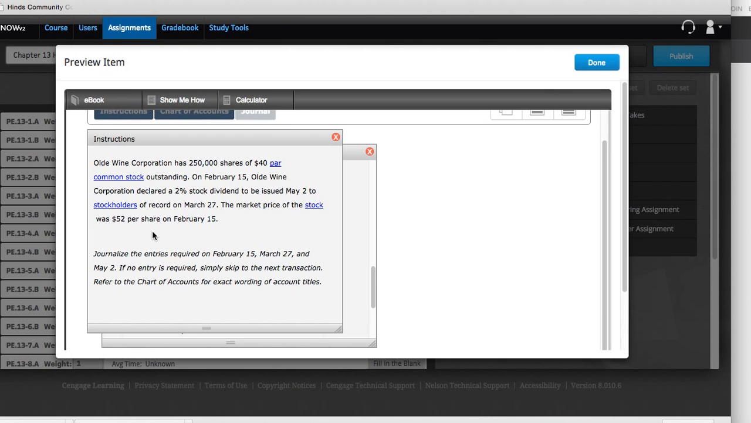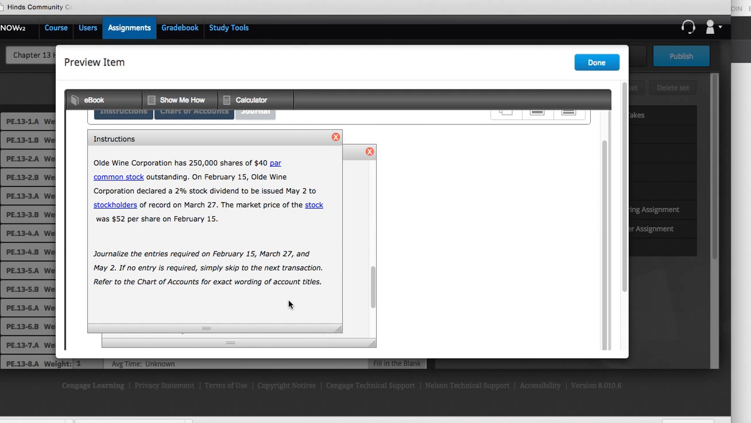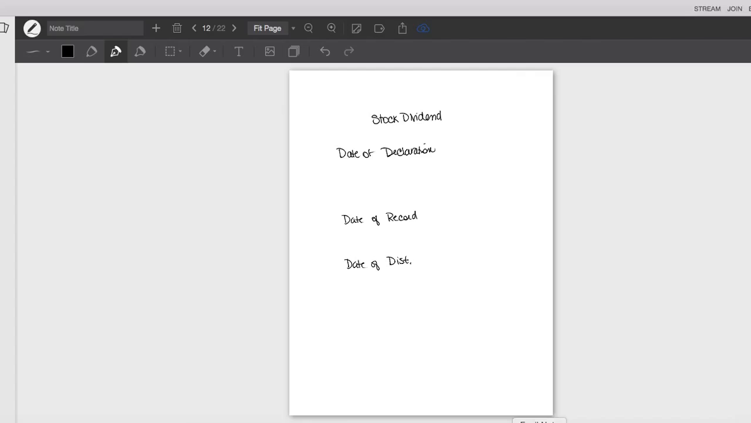It says here that Old Wine Corporation has 250,000 shares of $40 par value outstanding. On February 15th, they declared a 2% stock dividend to be issued on May 2nd to stockholders of record on March 27th. And on the date of declaration, the market price was $52 per share. So I'm going to write down that information here.